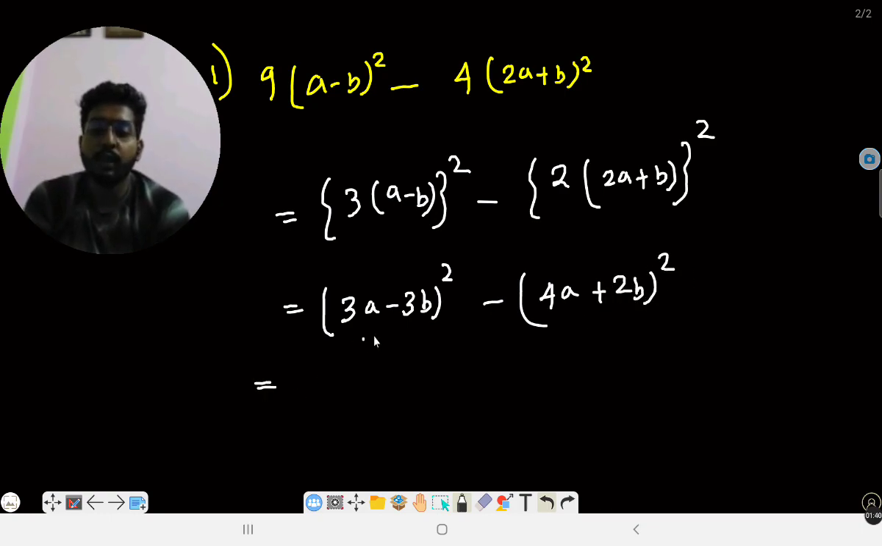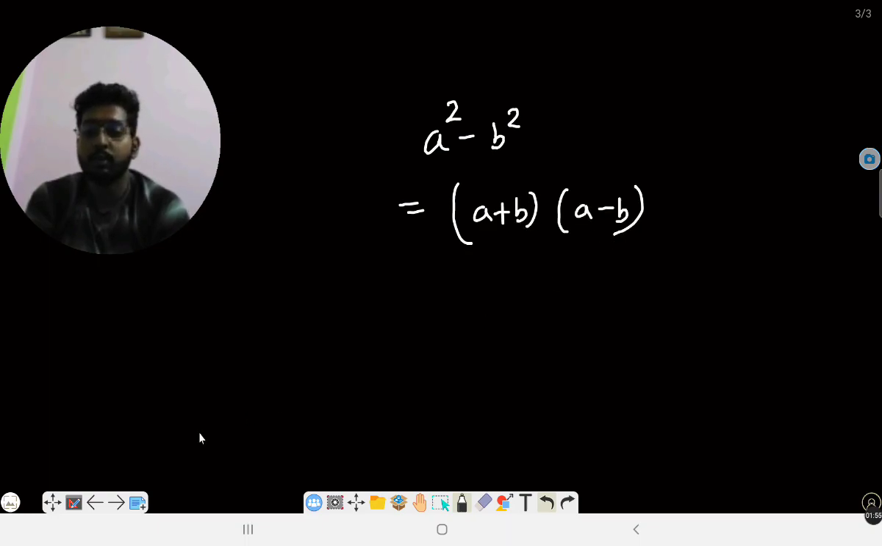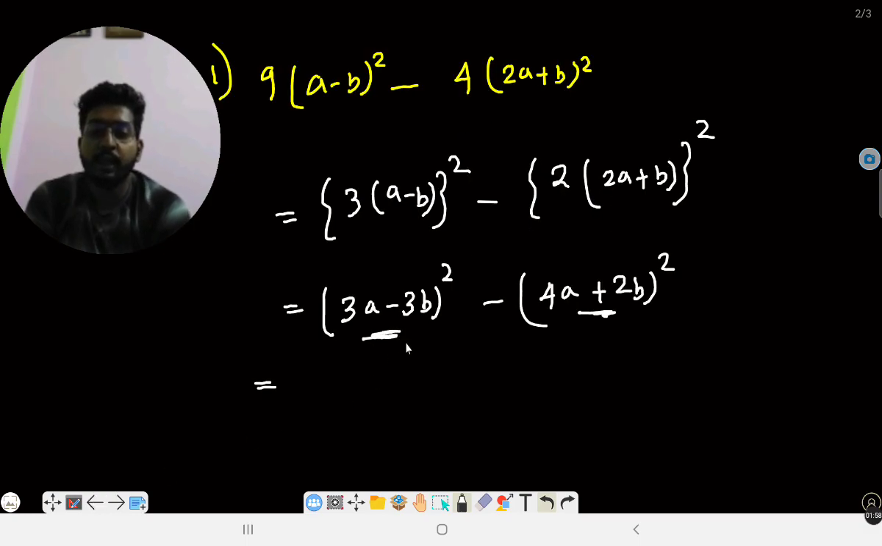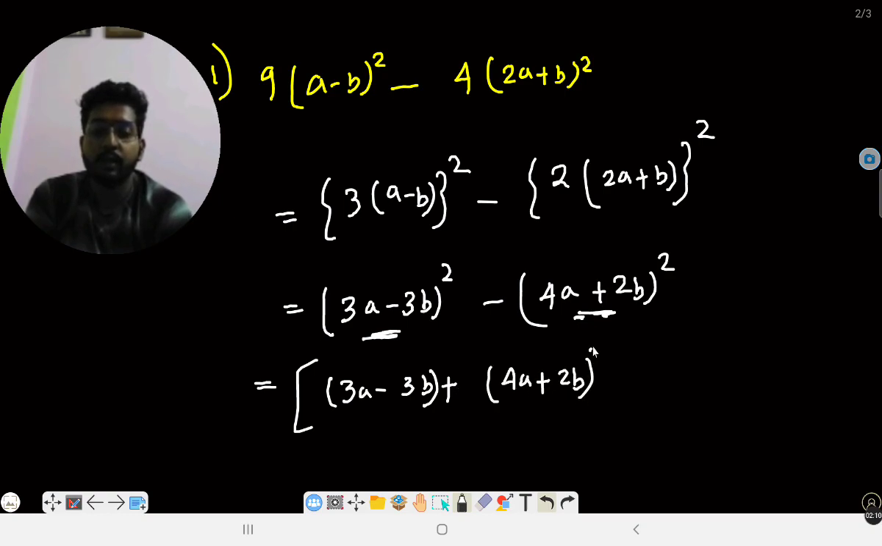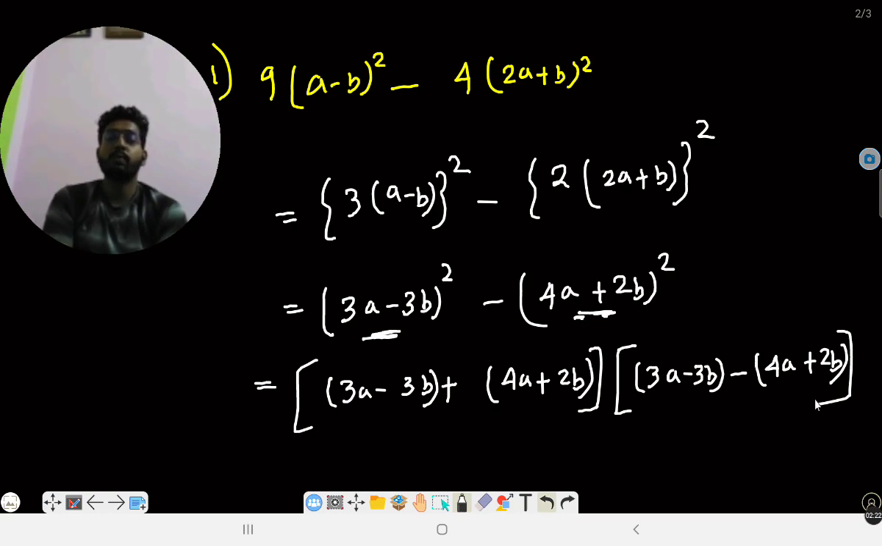So this is the a and this is the b. Now a square minus b square. So you have to remember the formulas here. What is the formula of a square minus b square? The formula is (a plus b) into (a minus b). So here you can see this is the a and this is the b. So this is a square minus b square. The formula will be a plus b and a minus b, where b is 4a plus 2b.